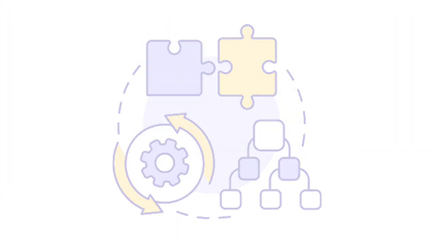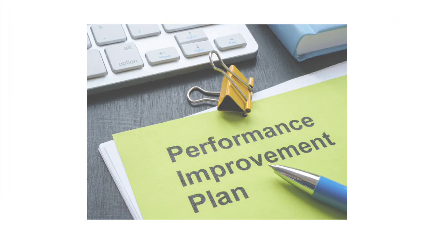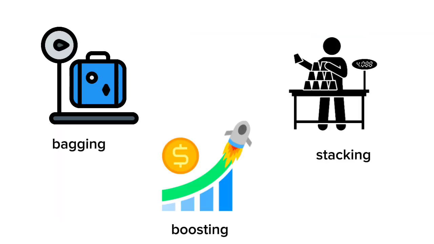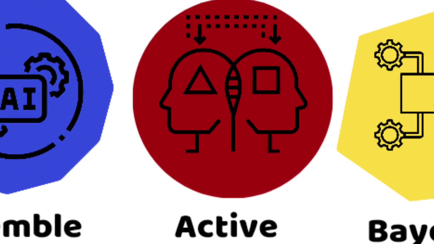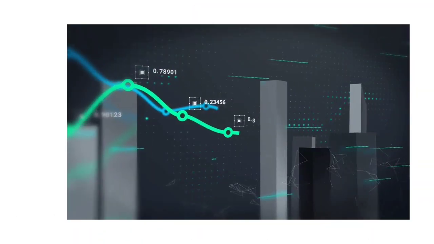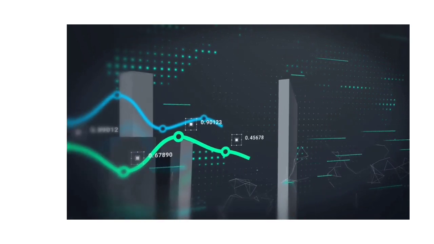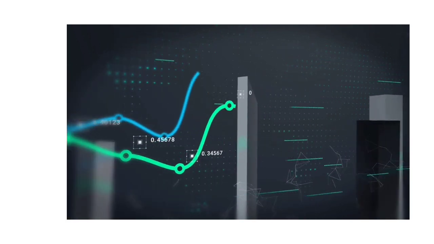Ensemble learning combines multiple models to improve performance, often by averaging predictions or combining them through voting mechanisms. Techniques include bagging, boosting, and stacking. Active learning. Active learning involves iteratively selecting the most informative data points for labeling to train the model more efficiently, reducing the need for extensive labeled datasets.